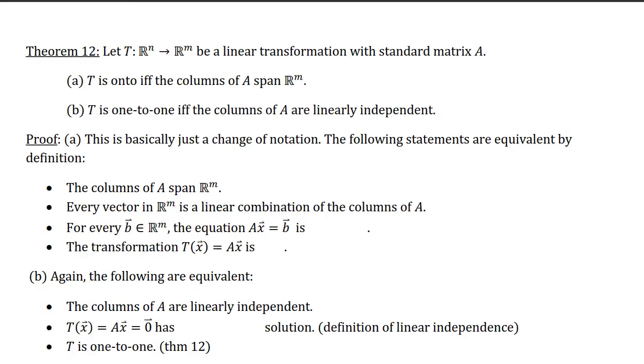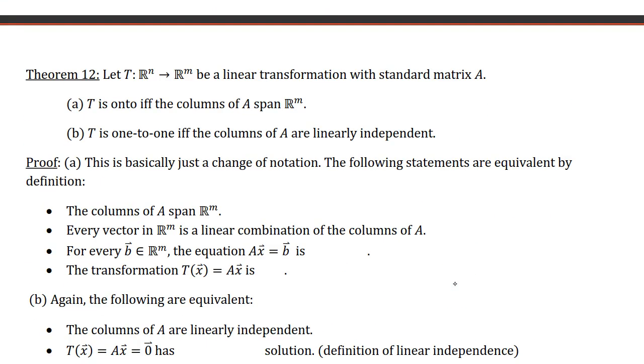All right, here's a more important theorem that we're actually going to use all the time. We're going to say that if T from R^n to R^m is a linear transformation with standard matrix A, then T is onto if and only if the columns of A span R^m, and T is 1 to 1 if and only if the columns of A are linearly independent. And this helps you link 1 to 1 and onto with all the other stuff we've done with matrices before.